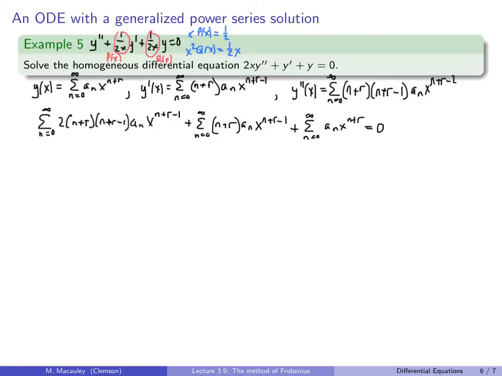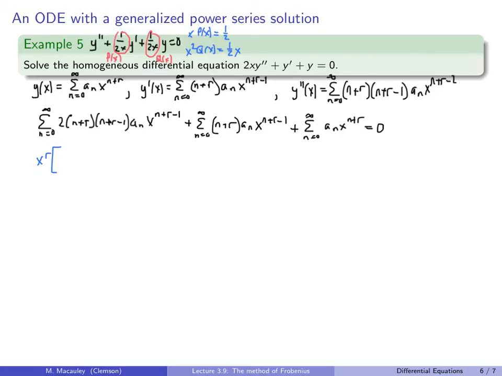So the game is the same as before. We're going to combine this into a single sum and set every coefficient equal to 0, because that generalized power series is going to be the 0 power series. Okay, so to do this, let's first of all factor out an x to the r. There's an x to the r in every term, and we don't need that.